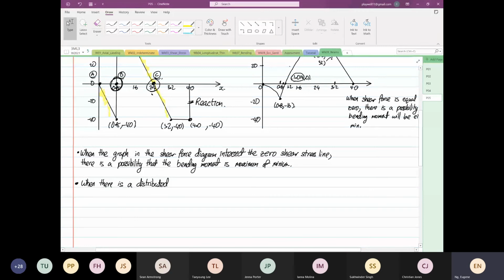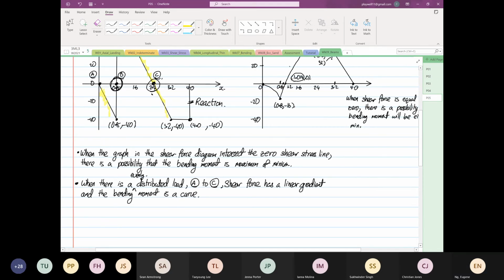So when there's a distributed load, for this case an evenly distributed load, this is when we talk about point A to point C. Between point A and point C, the shear force has a linear gradient, and the bending moment is a curve, like what you have seen.